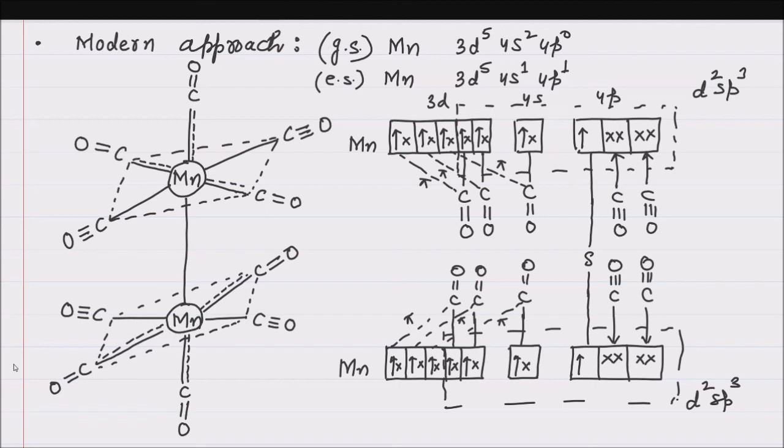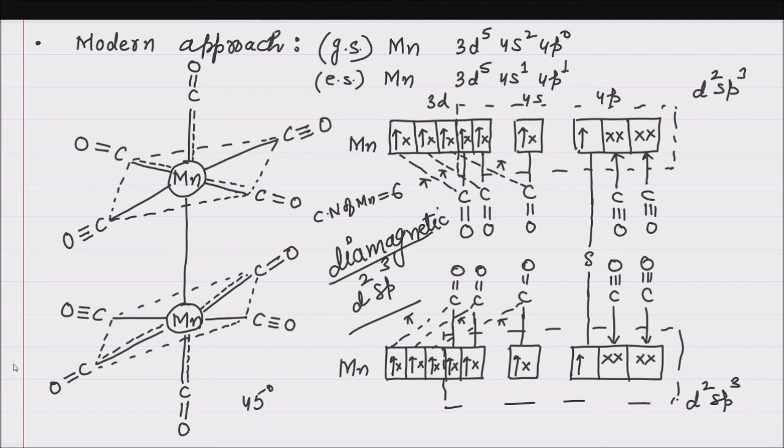Okay, and see, all the electrons are paired, so that indicates that Mn2(CO)10 is diamagnetic. Each manganese is d2sp3 hybrid. Okay, and the coordination number of each manganese is 6, and the 2 octahedra are at 45 degrees to each other. Okay, so that's all about Mn2(CO)10.